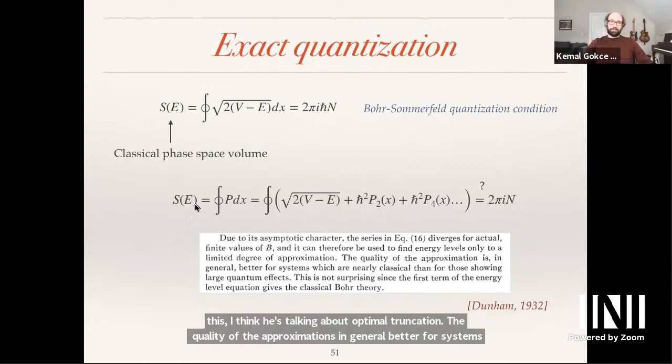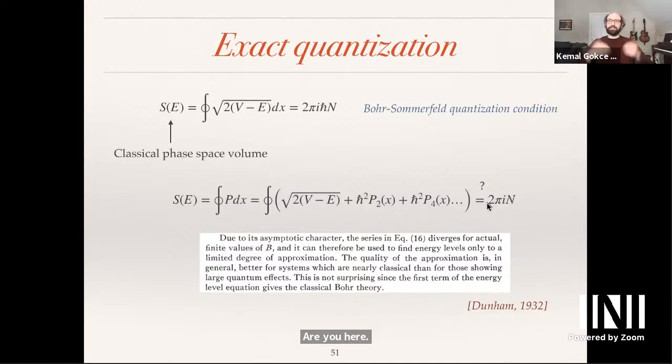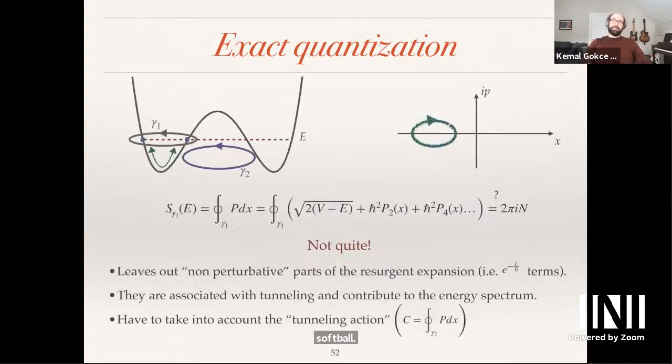So he realized that if you can do this, you get an asymptotic series, and he basically stops there. Of course, now we know, equipped with all this resurgent analysis, that this can't be the full story. As soon as you have an asymptotic series, you should be thinking about exponentially suppressed terms and resurgent symbols and so on and so forth. And this is indeed the case. So this quantization condition is not quite complete.